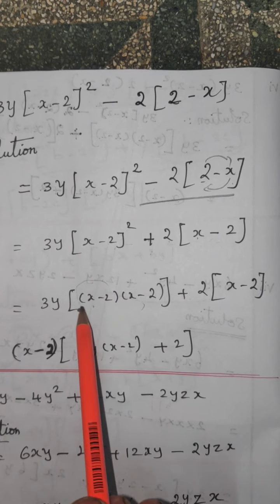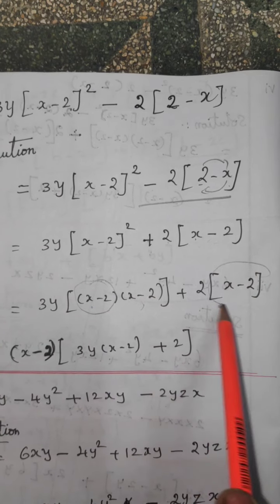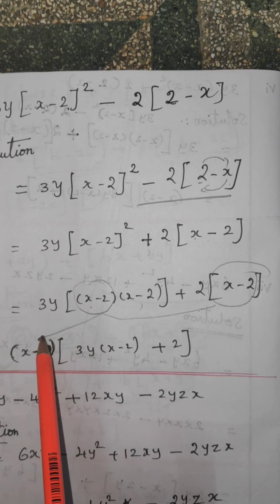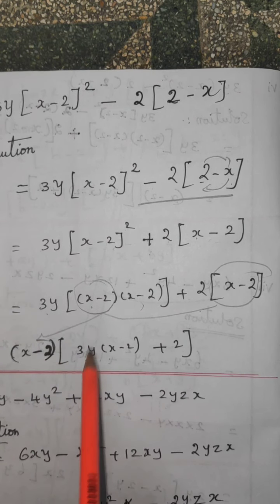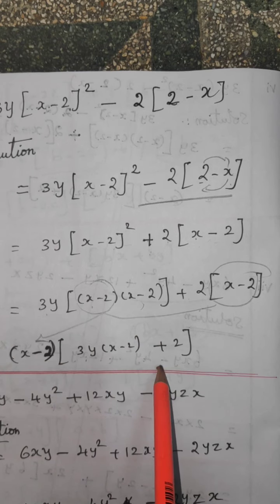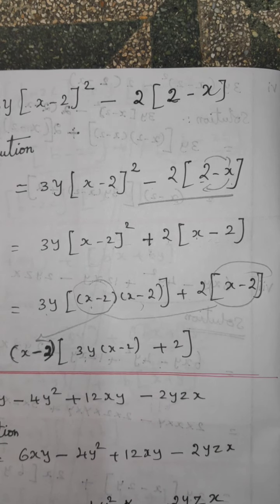Now see the bracket which is common: there is x minus 2. Here x minus 2, this 2 into (x minus 2), for you write x minus 2, which is not repeated there. 3y (x minus 2) plus 2. This is the factor answer. Next question.